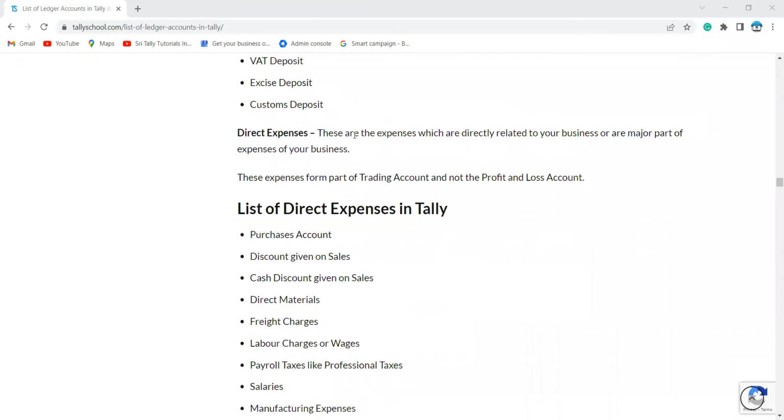Next one, direct expenses. These are the expenses which are directly related to your business, a major part of the expenses of the business. Simply I am saying, at the time of purchasing goods, at the time of manufacturing goods, whatever expenses are incurred, generally we call those direct expenses. These expenses form part of the trading account and not the profit and loss account. All direct expenses we show on the debit side of the trading account.